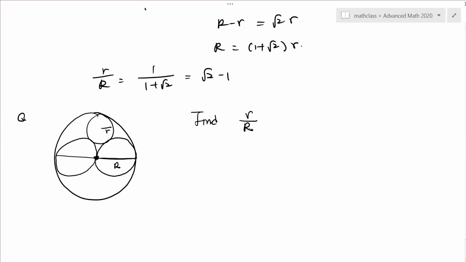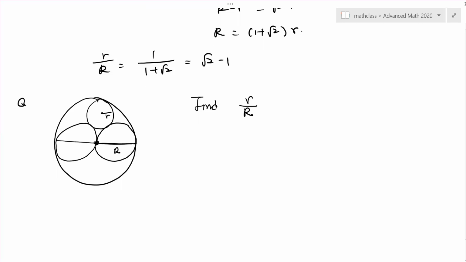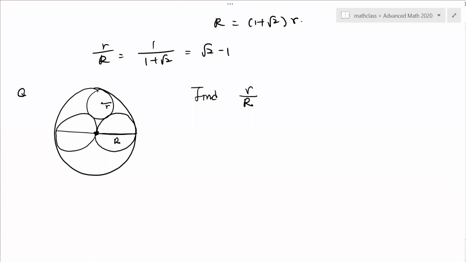So, you have three circles of different sizes. But it's easy to know this. The largest circle has a radius capital R. The small circle has little r. That's radius little r. So you find the ratio of them. Okay. Find the ratio. Okay, how to solve this problem?